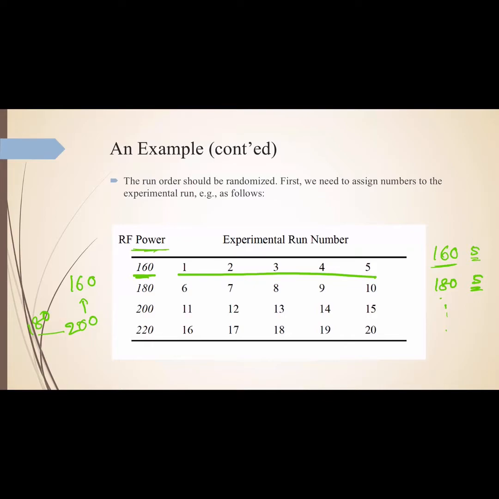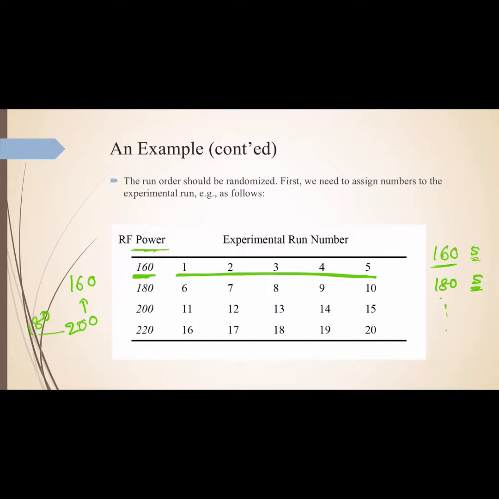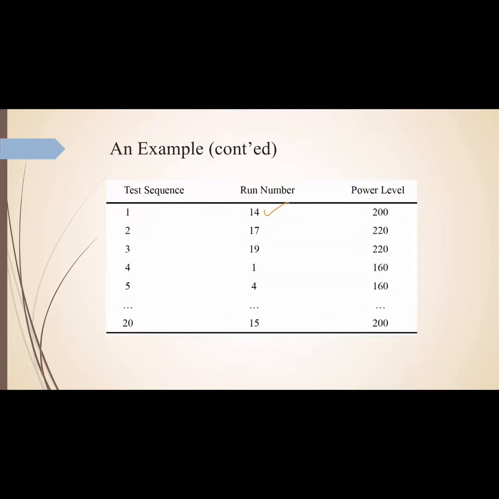The way we can do that is, first we list out all the possible combinations that we are going to do here, right? At each of the power settings we have 5 runs, so in total 20 runs. Now one simple way to randomize the run order, as we have seen in the previous slide, is to take these experimental run numbers and list them out randomly like this. You can pick any number to be the first test sequence, and you can follow any order. It doesn't have to follow any pattern. That's how we make it random.